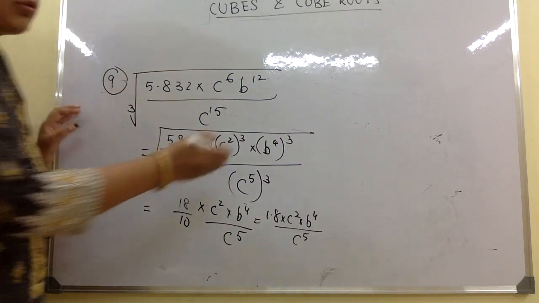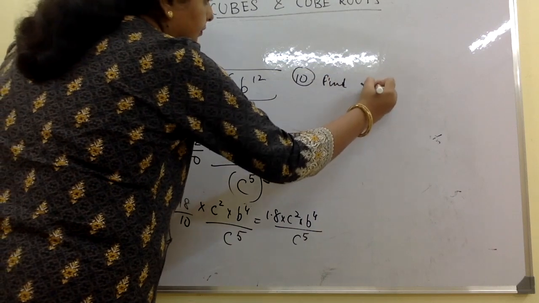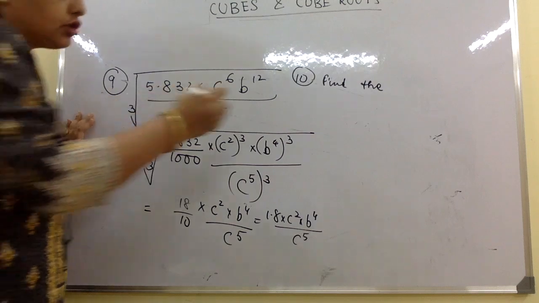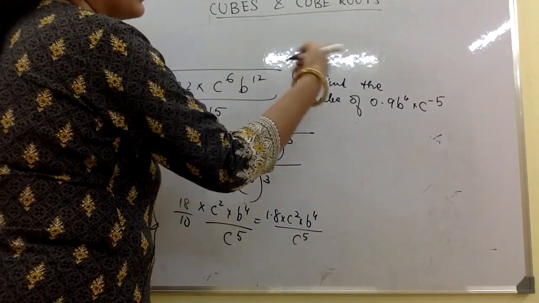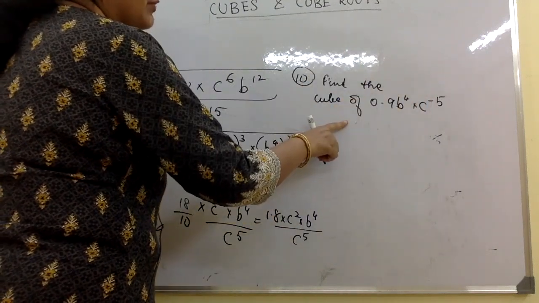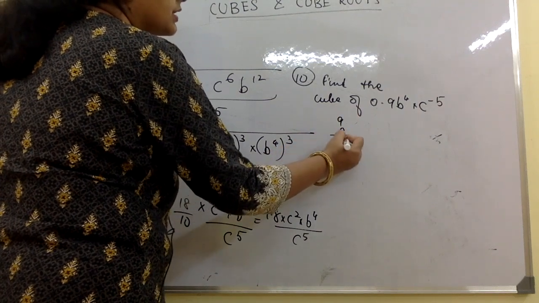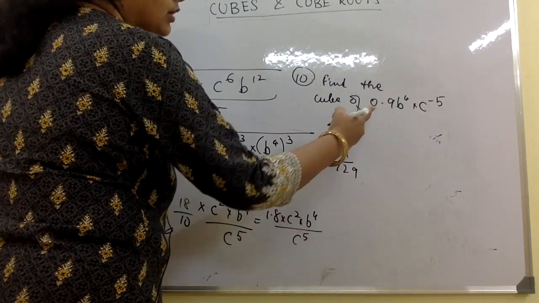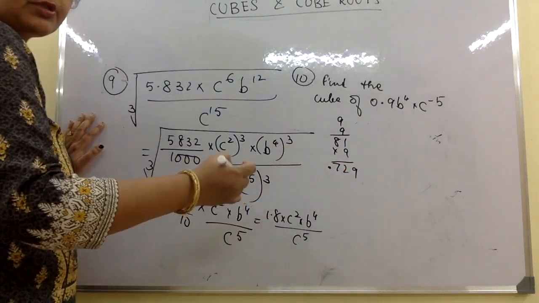The next question was the 10th one. Find the cube of, not the cube root but the cube of, c to the power minus 5. Now here how to find the cube of this? Finding the cube of this algebraic portion is very easy, but for this 0.9, first I will multiply 9 with 9, which is 81, and again one more 9, which will give me 729. Now since the decimal point is here, from the right I'll count 3 places and put the decimal point.